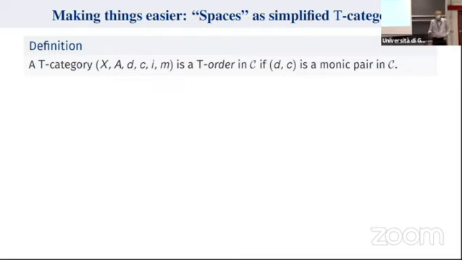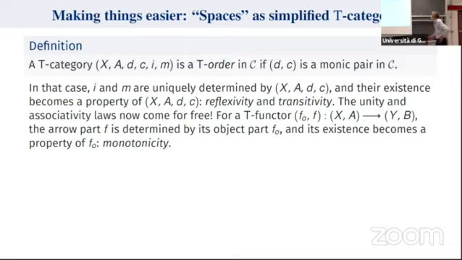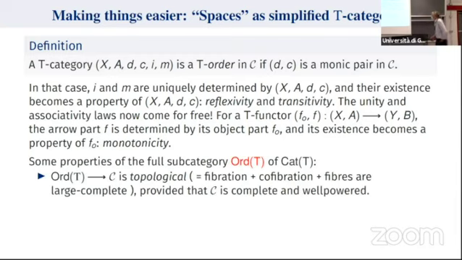But so let's make things easy. So now we go to T orders. T order means that the pair (d, c) is jointly monic. So the effect of this is that the morphisms I and M, if they exist, are uniquely determined. Their existence becomes a property. And for a T functor, it's already defined by the object part. The existence of the arrow part is a property called monotonicity. And once you do this, you get these internal T orders.